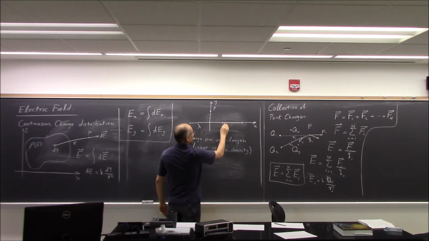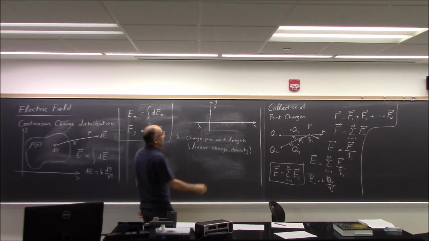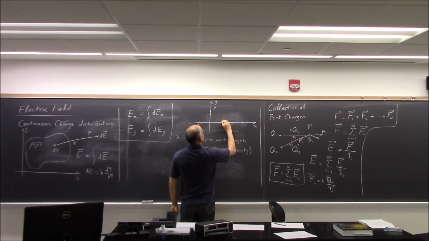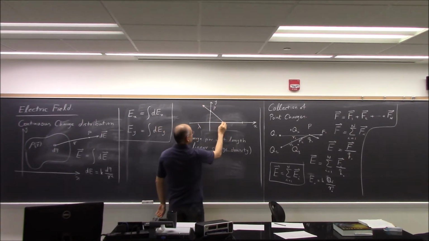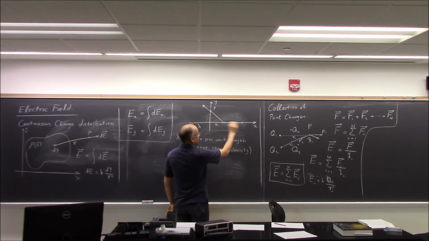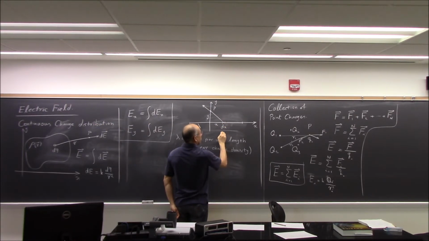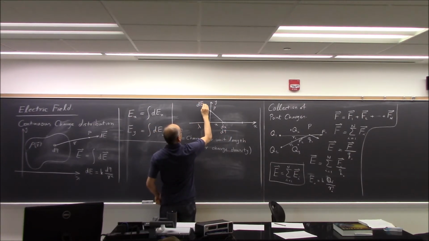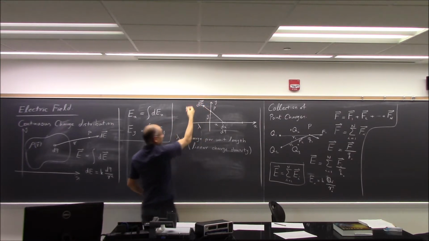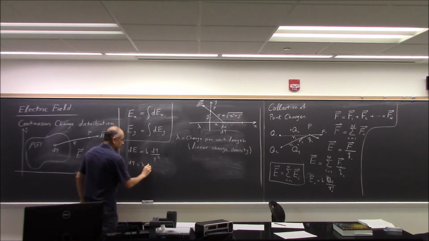I take a small piece here, so small that you can consider it like a point charge. And this one creates an electric field along this line, which is in this direction. This piece is at distance x along the x-axis, and this one is y, which is fixed. And this piece has a length dx, and it has a charge dq. We know that this creates dE along this direction. dq is lambda times dx.